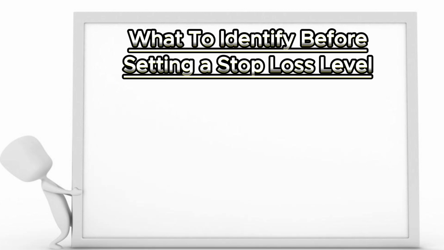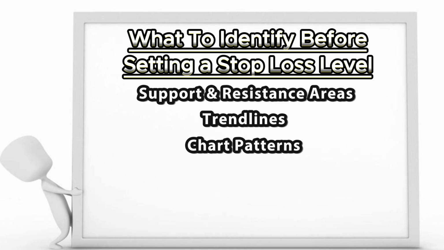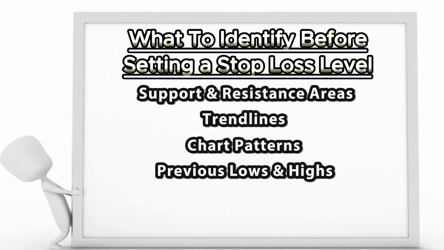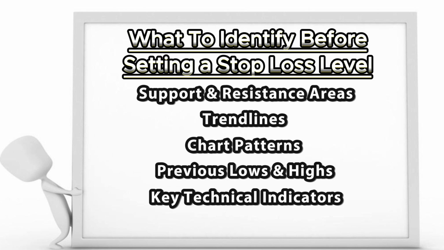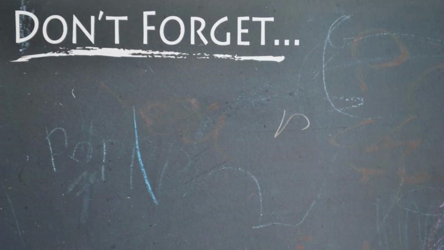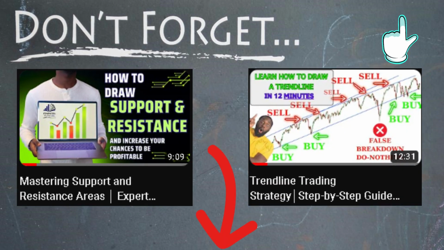The most important factor for setting a stop-loss level is to identify support and resistance areas, trend lines, chart patterns like double tops or bottoms, previous lows or highs, as well as key technical indicators to determine optimal stop-loss placements. Check the previous videos where I talk about support and resistance areas and trend lines in the description below.